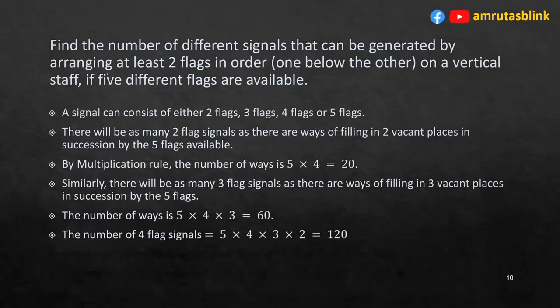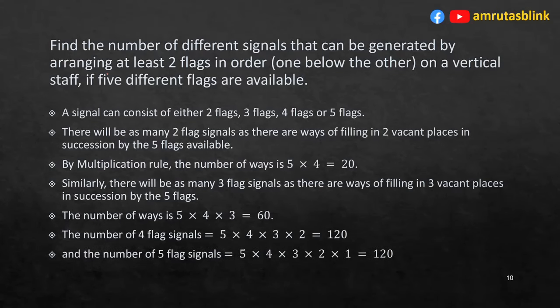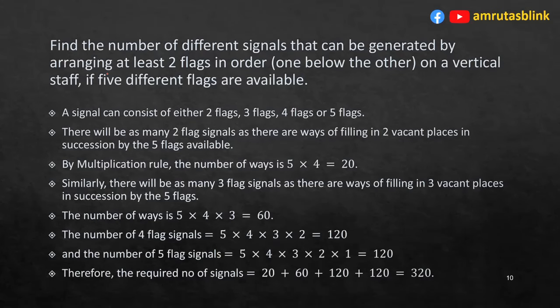Now let's suppose there are 4 flags in the signal, then such signals can be created in 5 into 4 into 3 into 2, that is 120 ways. And if all 5 flags are to be used in the signal, then different ways can be 5 into 4 into 3 into 2 into 1, that is 120 ways. So in all, the total number of signals can be 20 plus 60 plus 120 plus 120, that is 320 ways.